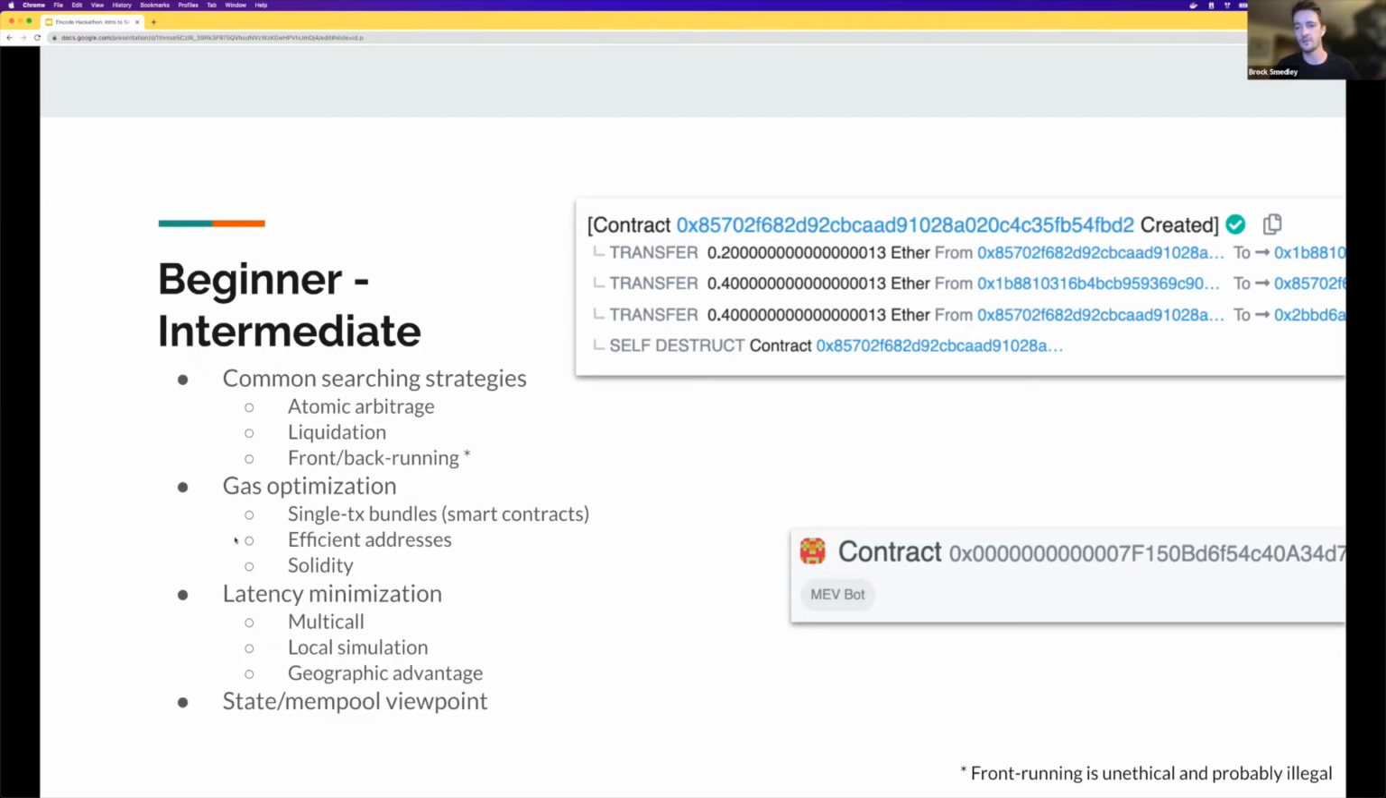So the very first, and I would say the most popular and the most common strategy, is atomic arbitrage. This is something that Flashbots enables with atomic bundles. Essentially, what you're doing is you're buying an asset on one exchange and selling it on a different exchange for a different price, with the goal of making a profit, obviously. I think that one's pretty basic, so I won't go too far. If you have questions, you can ask them afterwards.